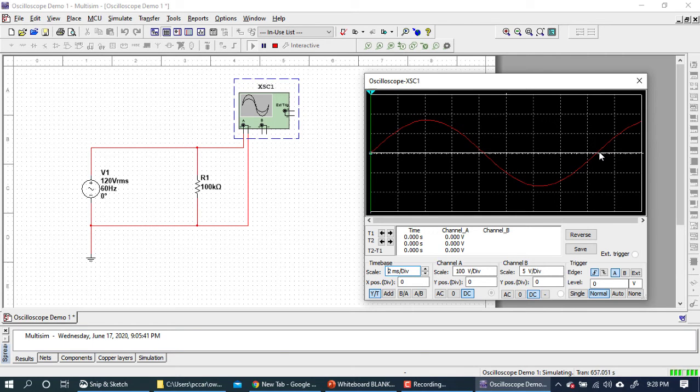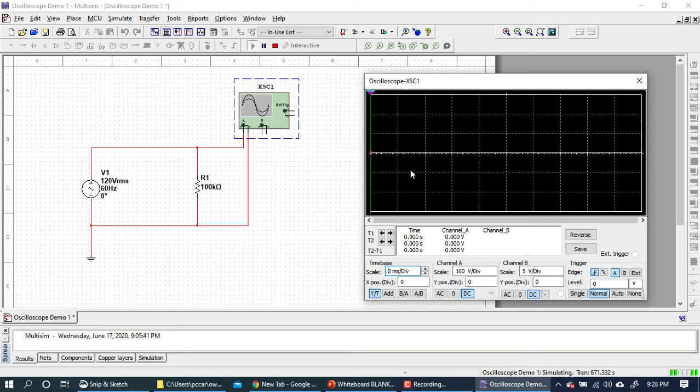8.333333. I think so. Yeah. 8.333333 divisions. So that's 8 blocks and then 0.333, or a third of another block. Each block is worth 2 milliseconds. So it's going to be 8.3333 times 2, which is 16.6666667. So again, we get the same answer, but it looks different on the screen.